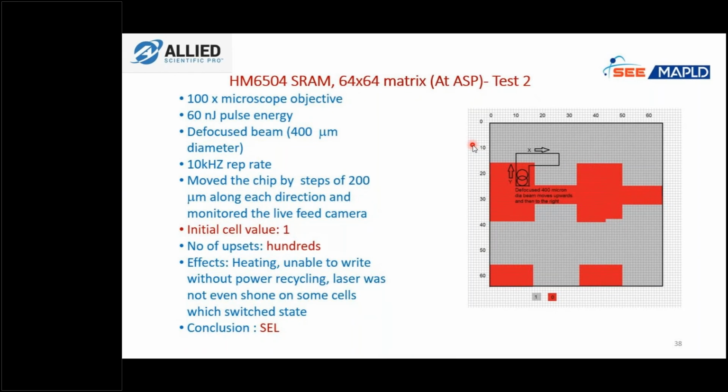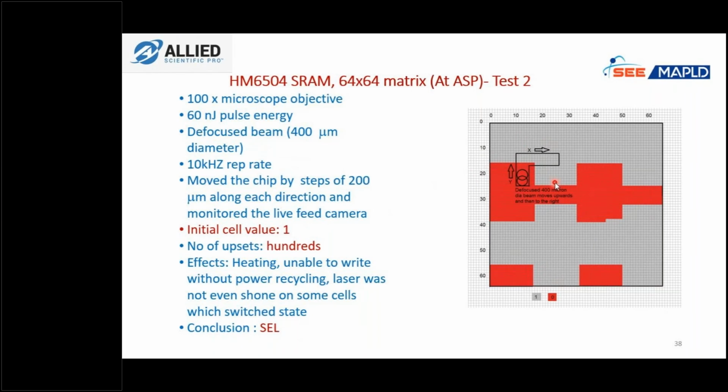Next, we used the 100 times microscope objective, and we increased the energy to 60 nanojoules and moved the beam again in this inverted L-shape. Same parameters, 10 kilohertz, moved by 200 micron. This time we saw many cells, almost 1/3 of the cells, flip state, although some of these flipped states were not even along the path of the illumination. So they still flipped state.